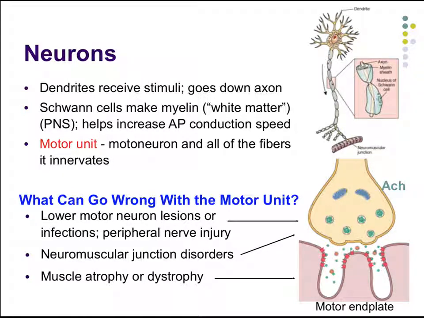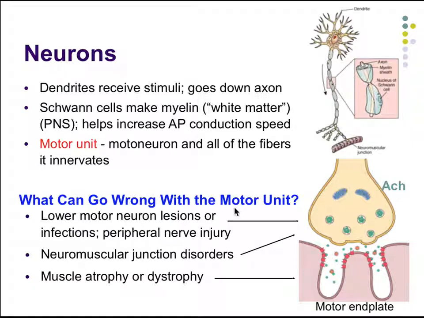I want to just define motor unit very quickly. A motor unit is one motor neuron and all of the fibers that it innervates. And it's called a unit because when this neuron fires an action potential, at the terminal, it will always go down all 5 terminals, 1, 2, 3, 4, 5, which means all 5 fibers that this neuron is innervating will be stimulated together. And so the 5 fibers and this one neuron always act together. Hence, they are known as a unit or a motor unit in this case.